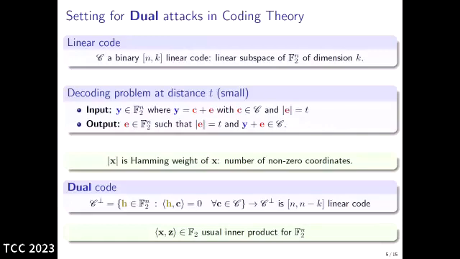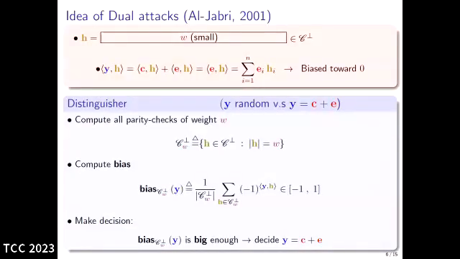The main ingredient for dual attacks to solve this problem will be to use the dual of the code, which is just the elements of the ambient space which are orthogonal to all of the codewords of C. When I say orthogonal, it's for the usual inner product in F2 to the n. And here the elements of the dual code, h, will be called parity checks. The main idea of dual attacks is to notice that if I take a parity check of small Hamming weight, then I can compute y dot product h, where y is my noisy vector. And this is equal, by definition of y, to c dot product h plus e dot product h.